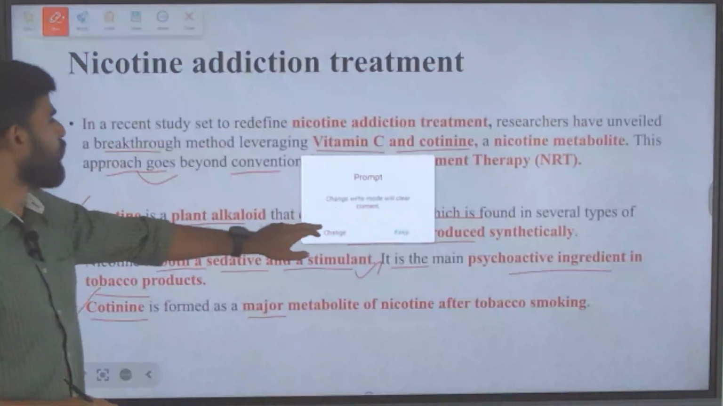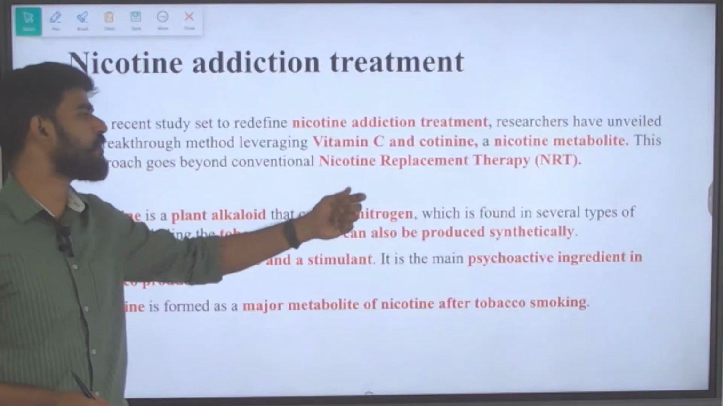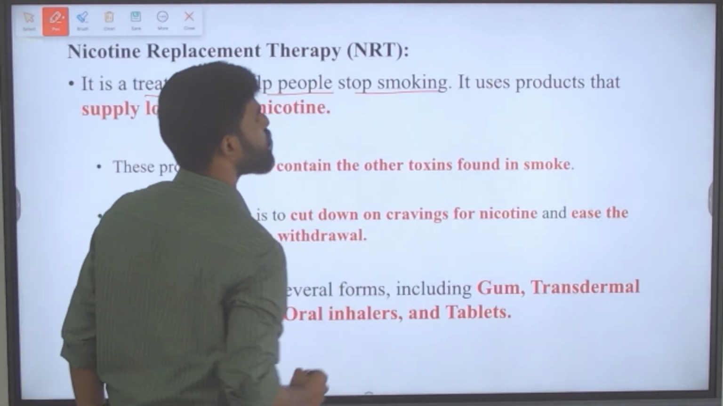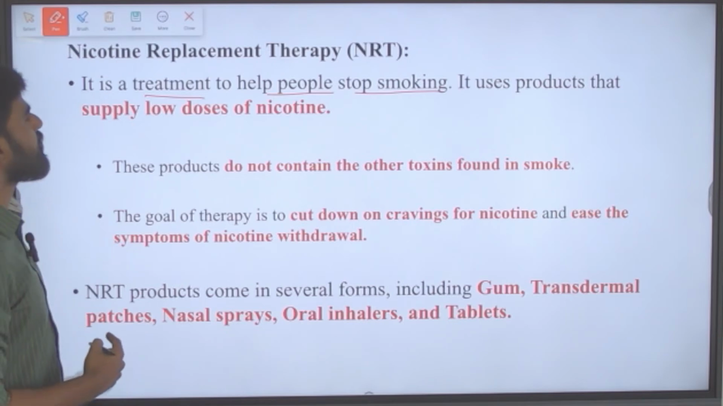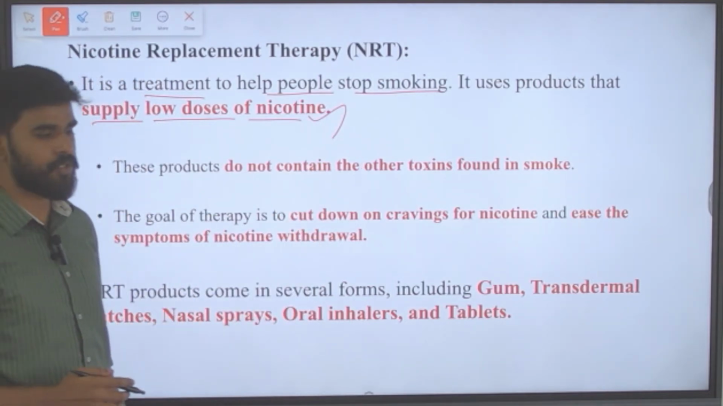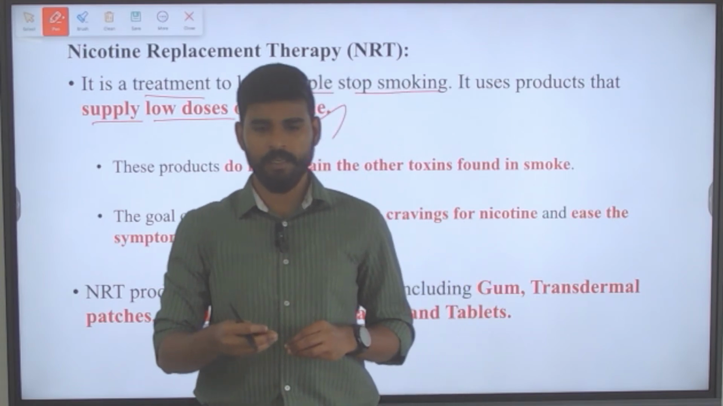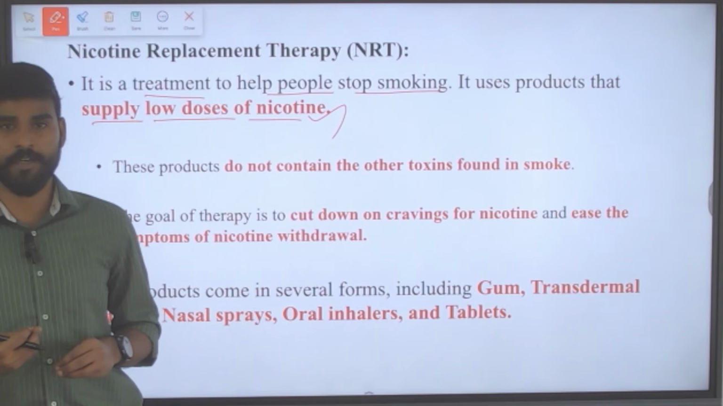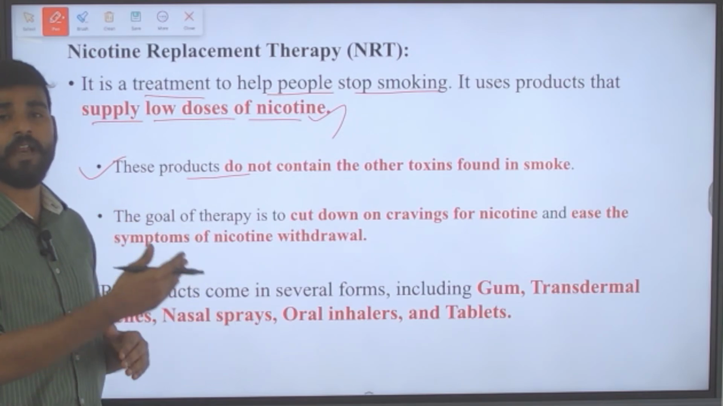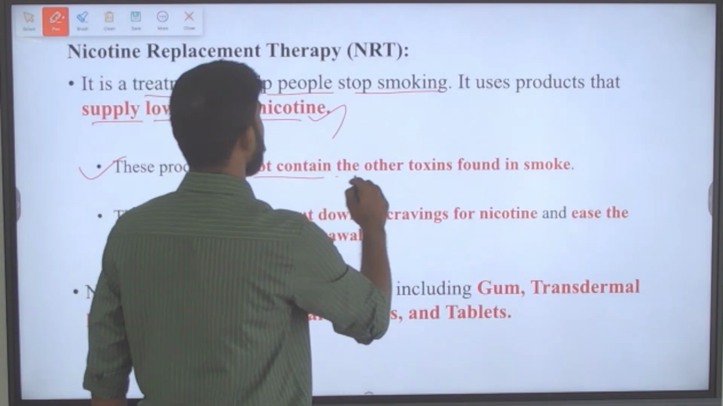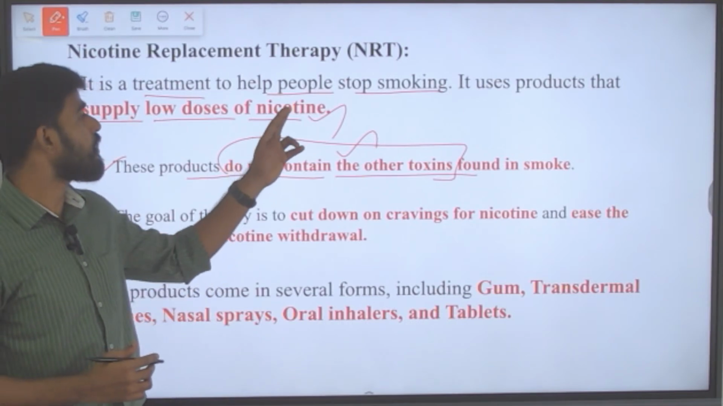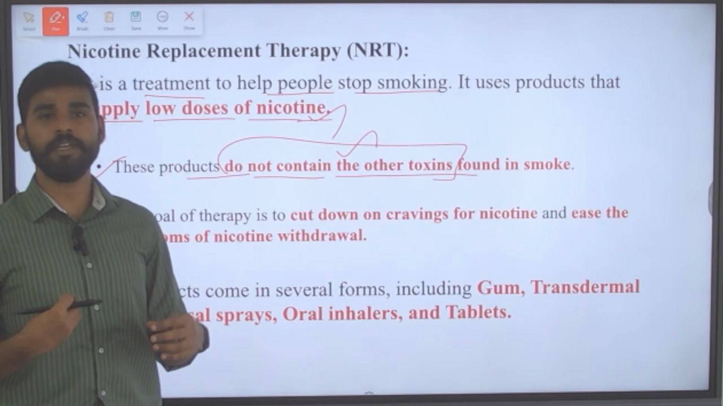So let us understand how this new treatment works, and before that we must know what nicotine replacement therapy is. Nicotine replacement therapy is a treatment to help people stop smoking, and it uses products which supply low doses of nicotine. So we have to come out of the addiction to nicotine, but it is done by giving small doses of nicotine. These products do not contain other toxins which are found in smoke. So that is how we are avoiding smoke, by avoiding the toxins contained in the smoke. Rather, we are including nicotine in smaller doses into our body.